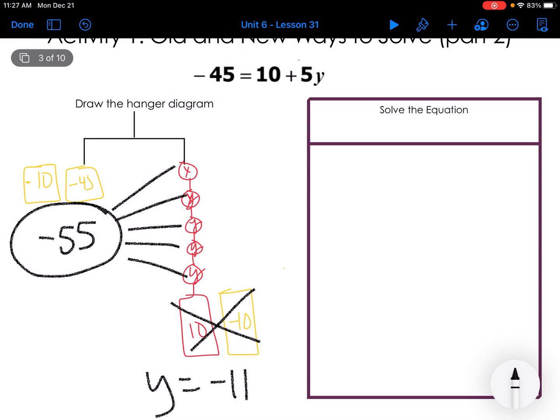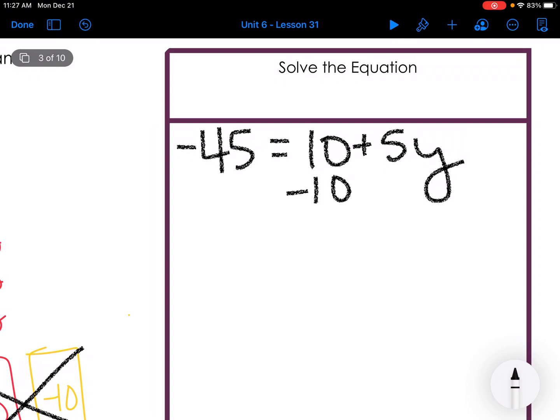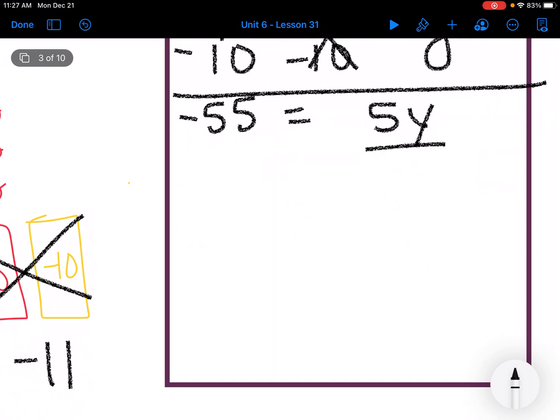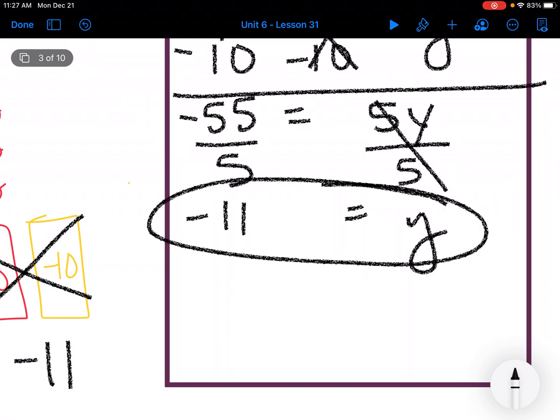All right, now let's solve it over here. So we got negative 45 equals 10 plus 5y. So I zero out first. I'm left with negative 55 equals 5y. I want to figure out what it is for just one, so I'm going to divide by 5, and I'm left with y equals negative 11. When the signs are different, the answer is negative, and I have a negative and a positive.